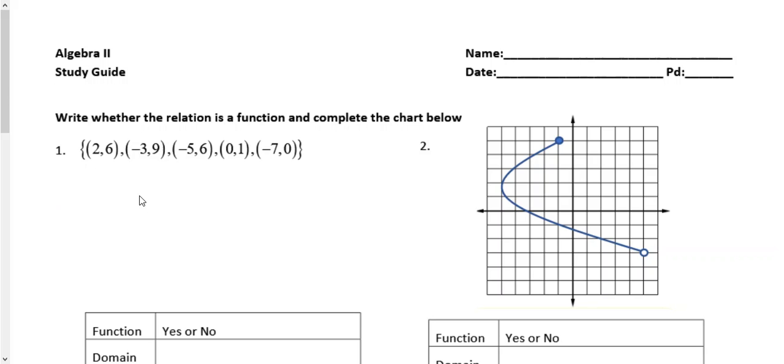Okay, here is your study guide for your test that is on Friday. If you haven't gotten this paper, it should be in your yellow bin.